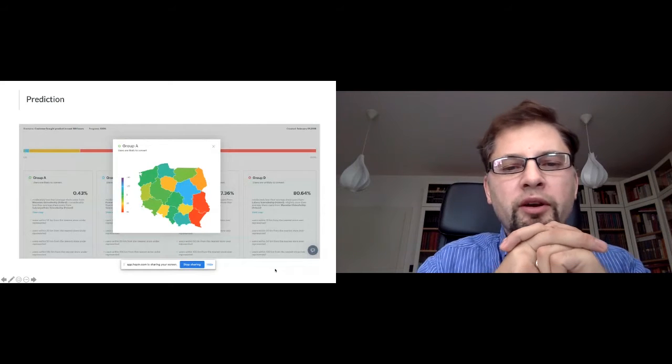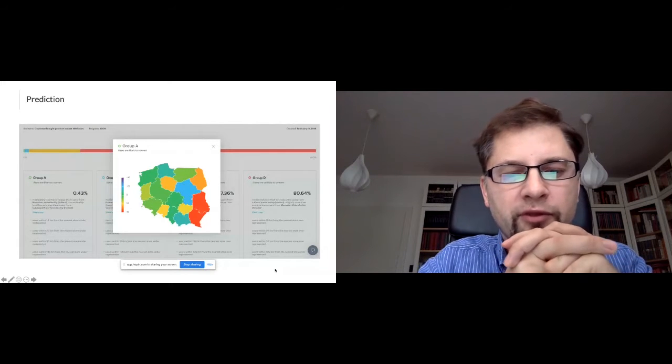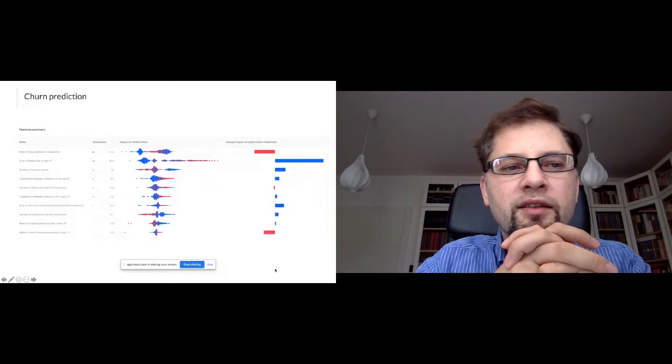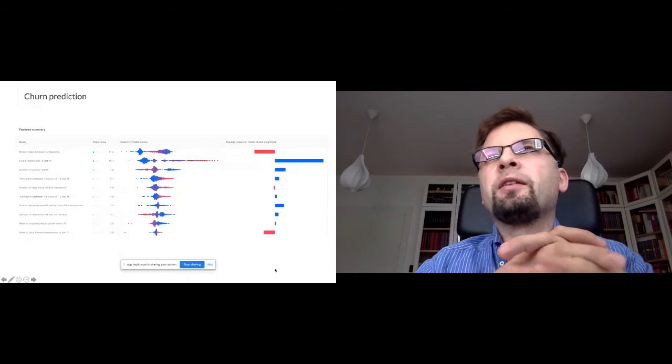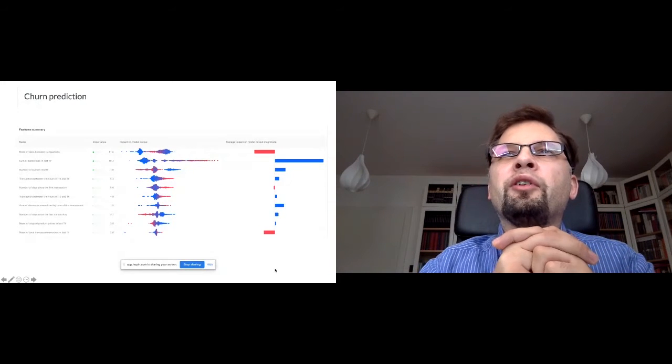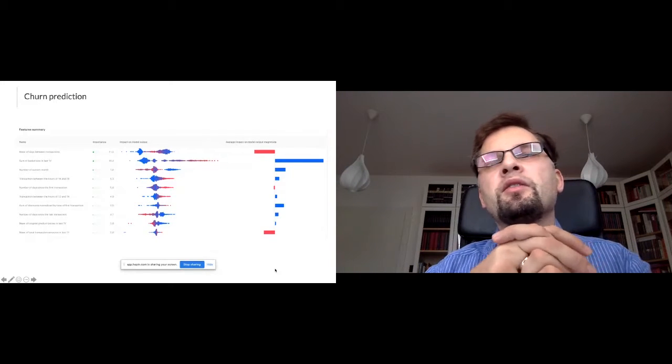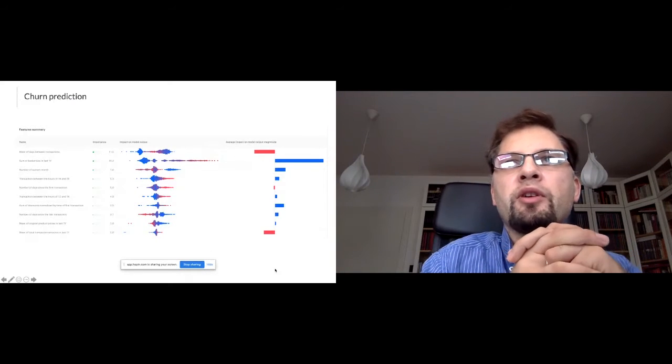This is also very important in the context of prediction. So what is going to happen? Who is going to resign from our services? And it's not only important whether it's going to happen, but also why it's going to happen. So what are the features in the model which are interesting?